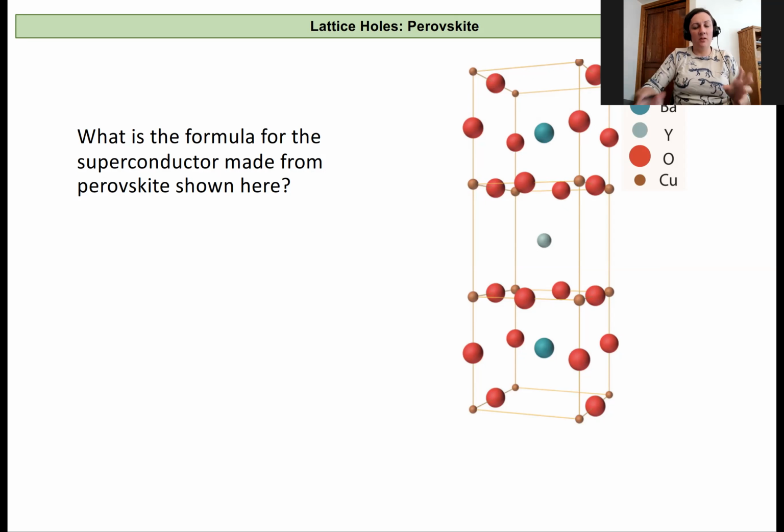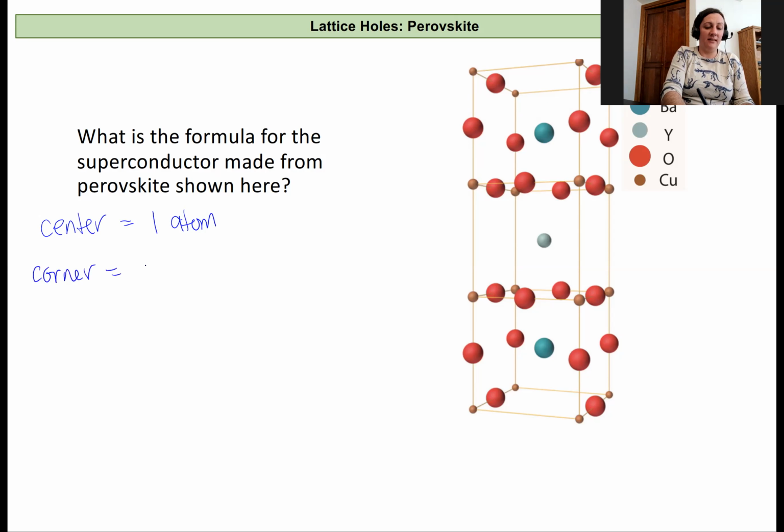So let's do first a little reminder when we're trying to evaluate these kinds of unit cells and determine a chemical formula. If something is in the center, it'll be a full atom. If it is on a corner, it'll be 1/8 of an atom because it will be shared with 8 other unit cells. And so here's an example of a corner atom right here.